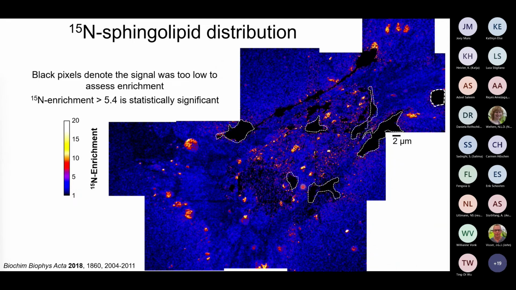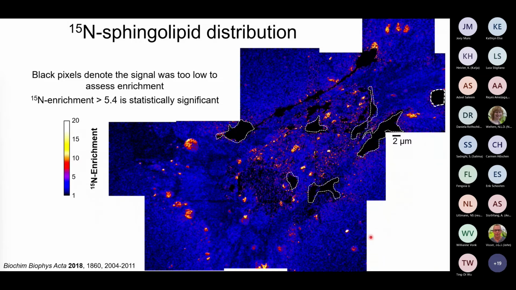I want to point out where the pixels are black, that's where we have no signal at all. The cell was really tall and it was charging, so we set a threshold. We didn't exceed the threshold for the minimum count at these sites that allowed us to make significant conclusions about these regions, but it does contain sphingolipid domains.